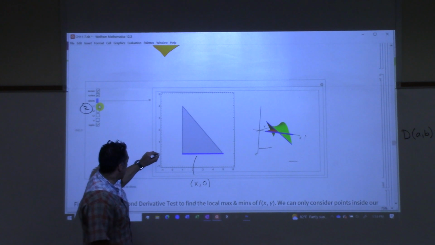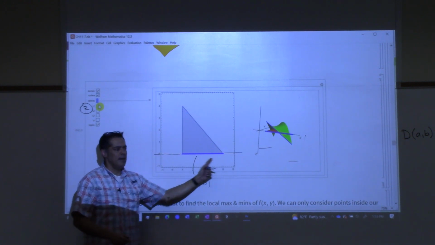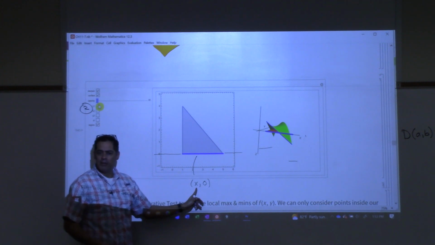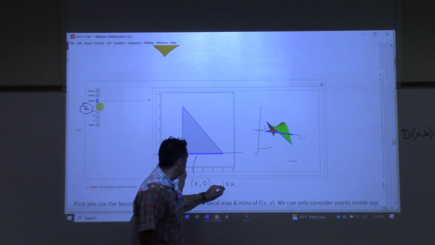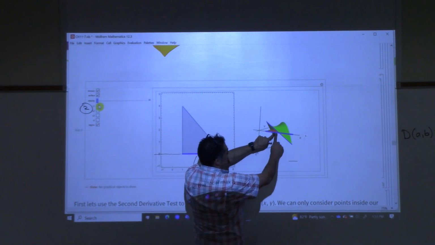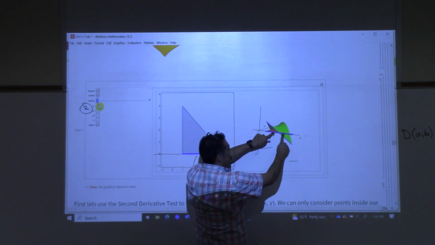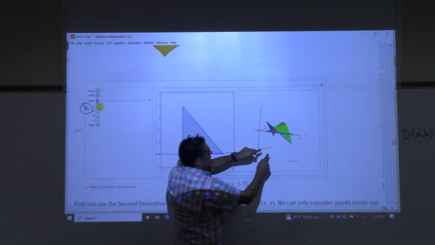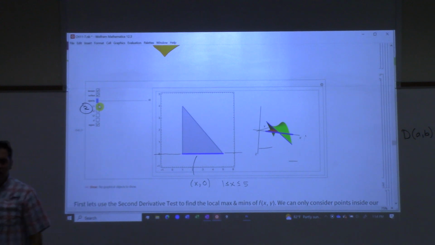Because this is a terrible graph. This is the x-axis right here. Do you all agree that every point in here is going to be x, 0? That's the format of the point. And I also know that the x here has to be between 1 and 5. And over here in this picture, if I just restrict myself to that line segment from there to there, the outputs create a line. And so what I need to do is figure out the highest and lowest points on that line.